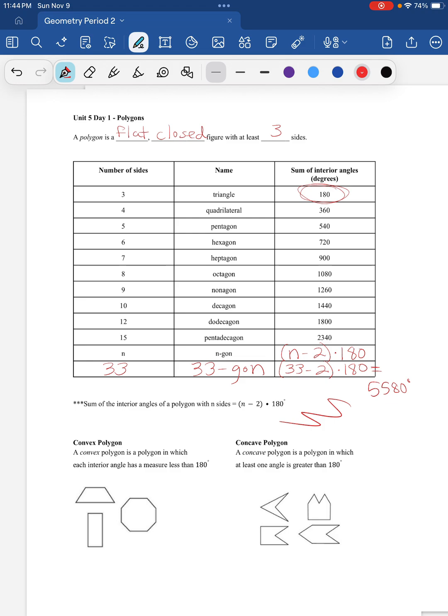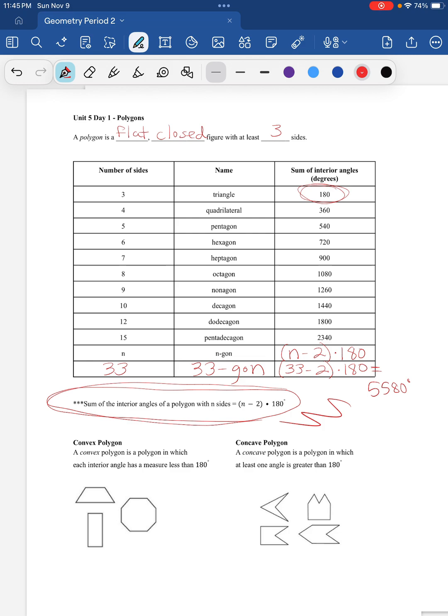Now, again, I don't want you to memorize that full list of numbers. I want you to memorize this formula right here. So if you have a polygon with n sides, the sum of the interior angles is n minus 2, that quantity times 180 degrees. Now, as far as another way to classify polygons, we have convex polygons and concave polygons.